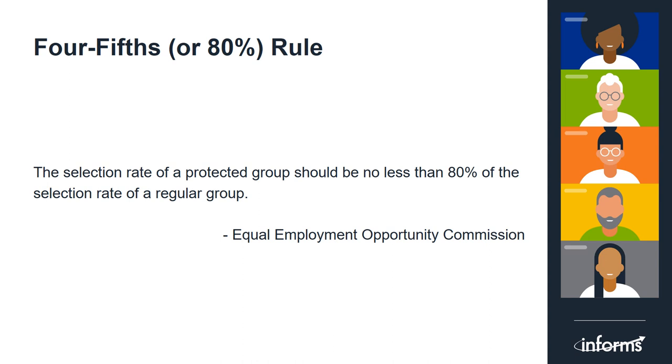One of the earliest methods of detecting bias is comparing the selection rate of different groups. If the selection rate for one group is much lower than others, we say this group of individuals is being discriminated against. This method corresponds to the concept of statistical parity, and it's widely used in our society. For example, the Equal Employment Opportunity Commission uses a so-called 4/5 rule, or 80% rule, to determine if there is discrimination. The rule requires the selection rate of a protected group to be no less than 80% of the selection rate of a regular group.